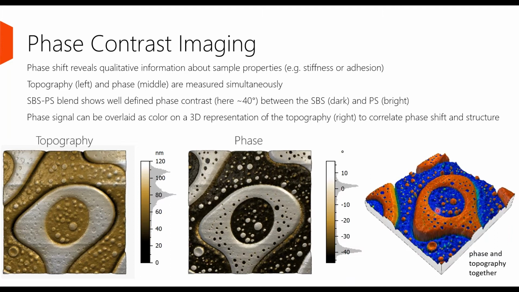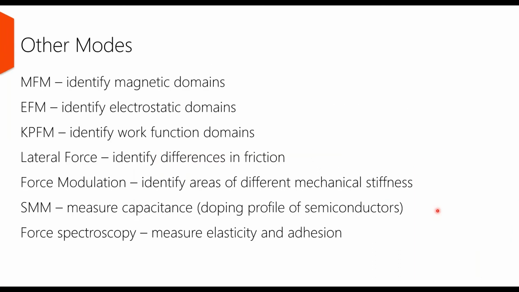So we get a good indication of both channels at one point. So other modes that we can do, well, MFM is magnetic force microscopy. Remember phase contrast, we can image any sort of force, so magnetic forces. EFM measures electrostatic forces. There's another mode, which I'll go into a little bit later, called KPFM, which allows you to identify the work function domains, so areas of different charge, surface charge.